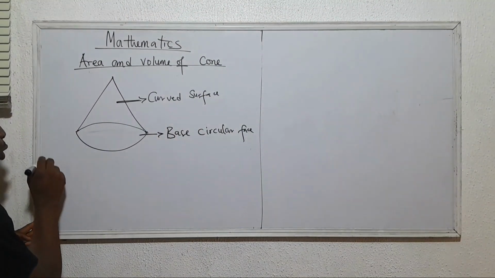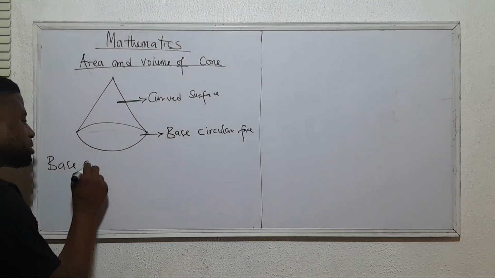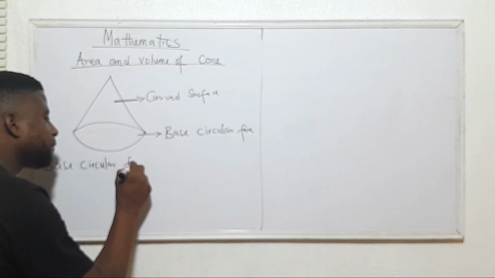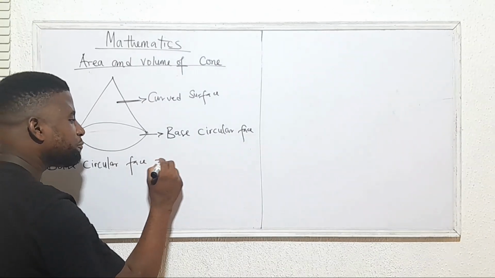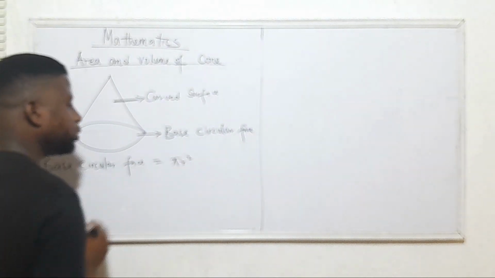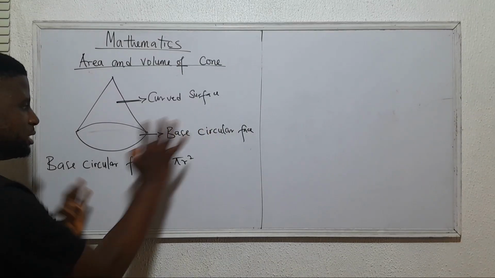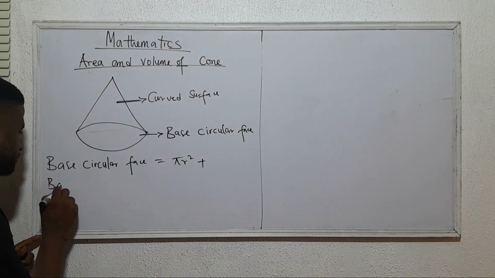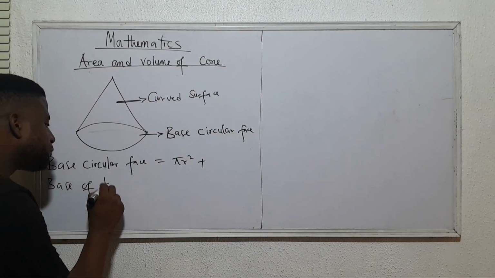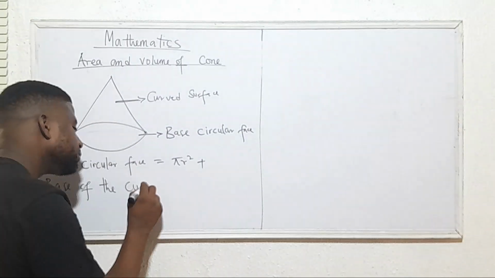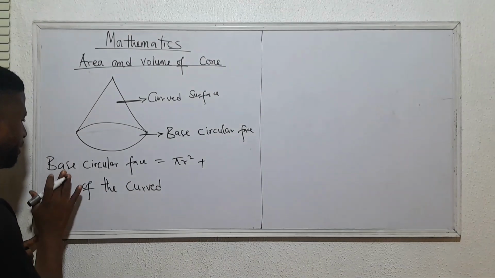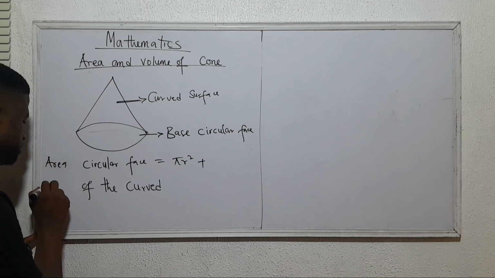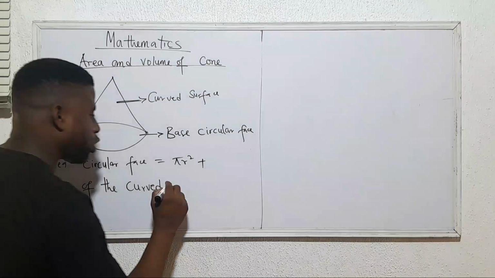Of course, we know that the area of the base circular face is what? Pi r squared, right? So this is settled. Of course, plus the area of the curved surface.